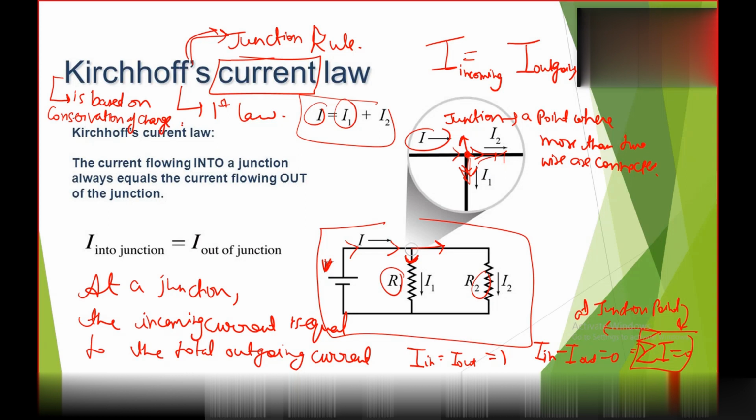It means that whatever be the total amount of charge. Actually, what is current? Current is charge per unit time. So let's say time is 1. So I will be equal to Q in that case if time is 1 second. So it means that whatever be the total charge you are getting from the battery here, it will go into two ways.